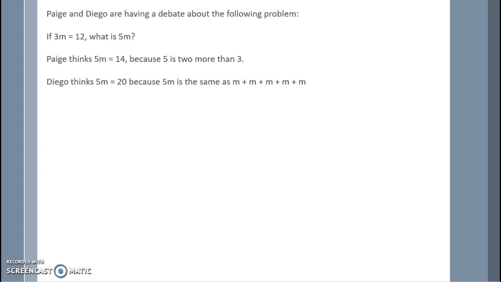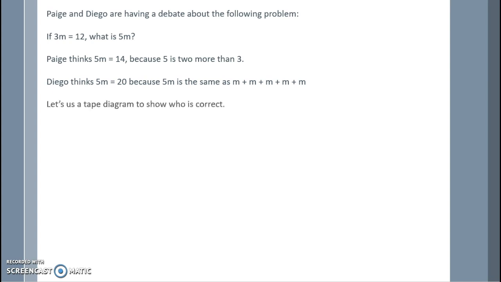Paige and Diego are having a debate about the following problem. If 3m equals 12, what is 5m? Paige thinks 5m is 14 because if I were to take 3 plus 2, I would get 5. So therefore, 12 plus 2 is 14. Boom, done. Diego thinks that 5m should be 20 because 5m is the same as m plus m plus m plus m plus m. Let's see what they're thinking about.